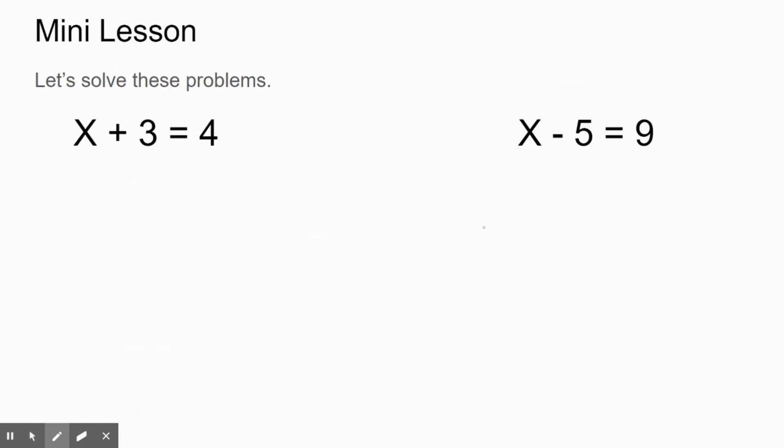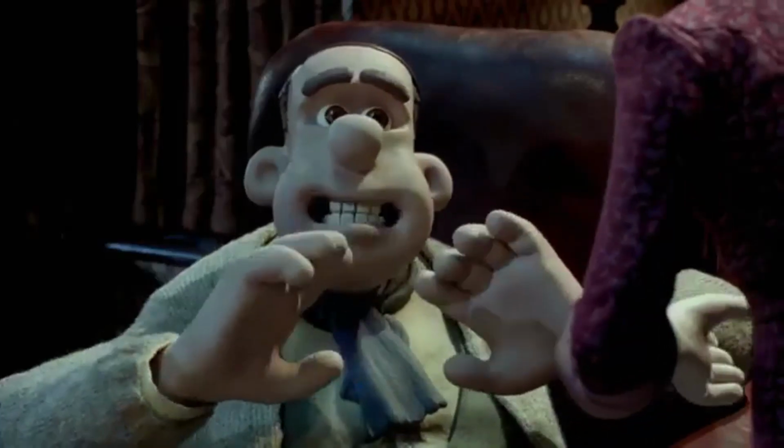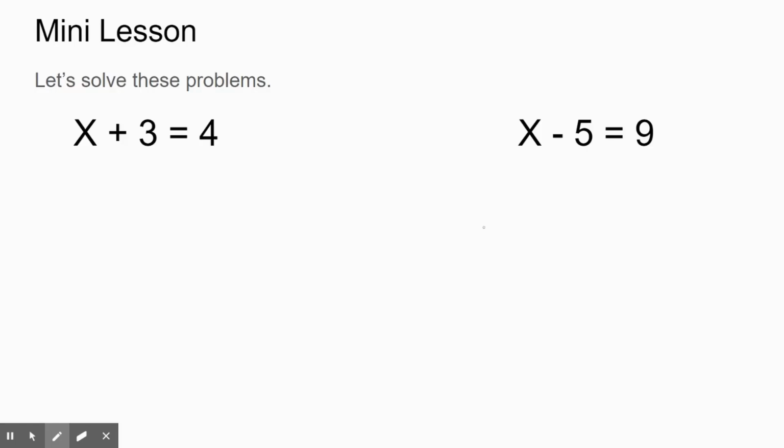So, we have two problems here. The first one is x plus 3 is equal to 4, and the second one is x minus 5 is equal to 9. We're going to go through both of these, showing all of our work. Now, there's a good chance that, especially with that first one, you could look at it and immediately know what x is. It's all in my head. And that's great. That shows that you have a pretty good understanding of how math works, but we still want to make sure that we show all of our work.